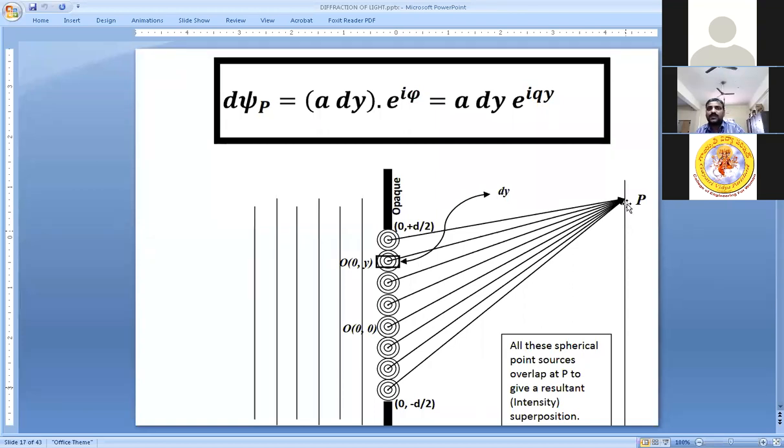So at point P, what is going to happen? I have calculated the contribution from one point. Now, if I integrate from the lower limit minus d by 2 to plus d by 2, all such point sources, then I would get the resultant amplitude at P, or resultant disturbance at point P. In the next slide, I'll be changing just this integration expression. I'll be taking this differential expression and integrating it from lower limit to upper limit to get the resultant pattern on the screen. I'll move to the next slide.